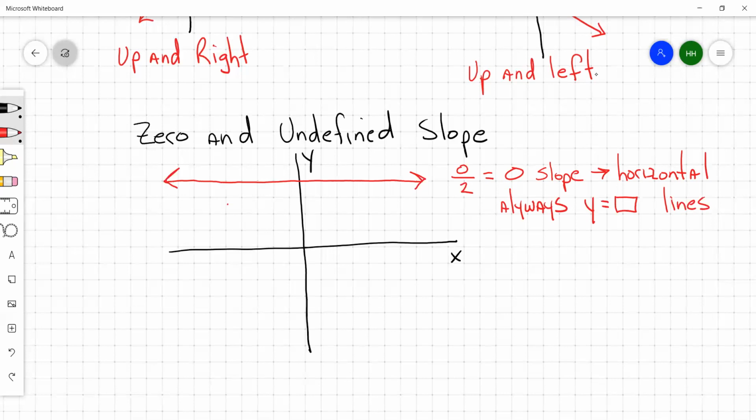Horizontal lines. If you see an equation that says y equals a number, y equals 1, y equals 6, it's a horizontal line. Because if this value right here was 6 on the y-axis, then the equation for this line would be y equals 6. And the opposite to that would be what type of line?